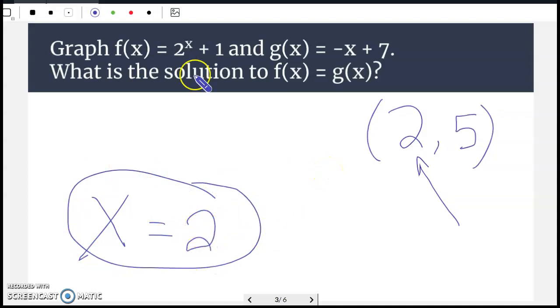We can see that if you plug 2 in there, 2 to the 2 power is 4, 4 plus 1 is 5. And then if I put 2 in here, negative 2 plus 7 is also 5. So that's showing that they both have a value of 5 at 2.